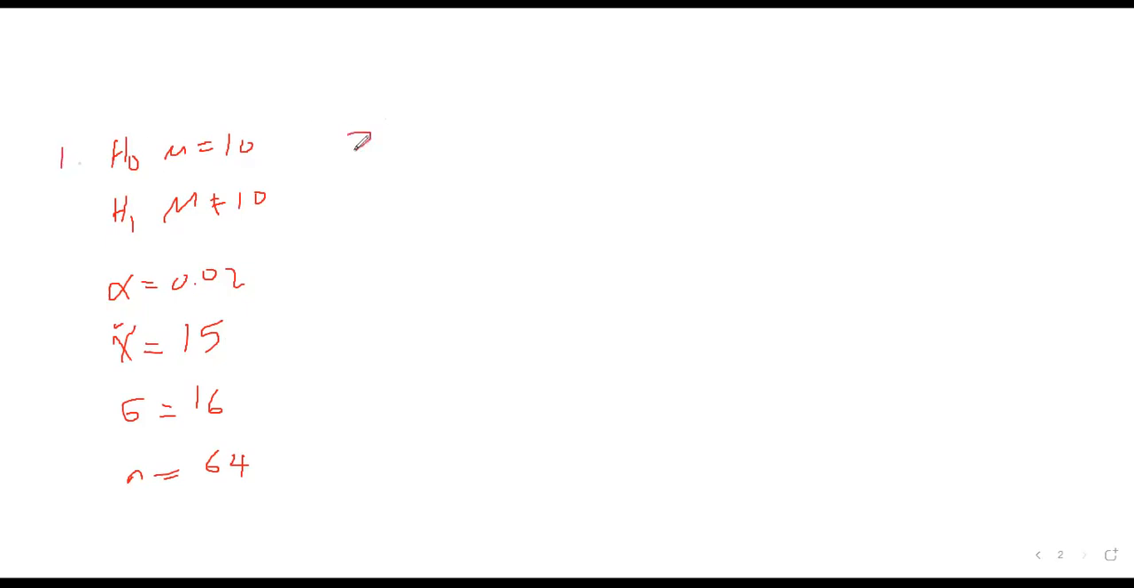Step 2, state the level of significance. Our level of significance is what? 2%. From our alpha 0.02, just multiply by 100 to get a percentage. Step 3, state the decision rule. So our tails here are double because of the signs that we have there. So I'm going to shade here. I'm going to shade here.